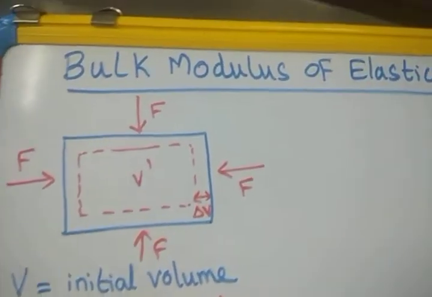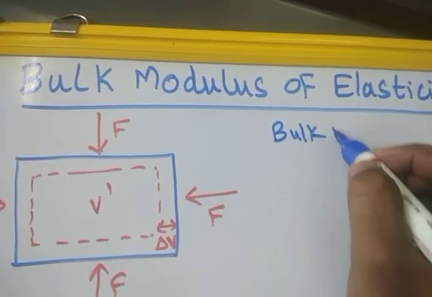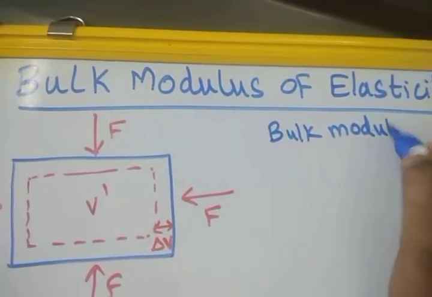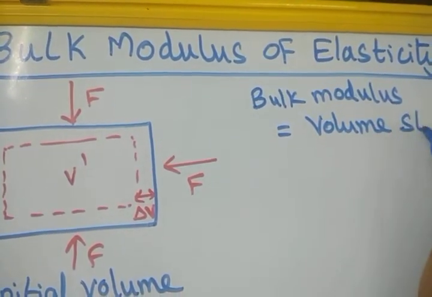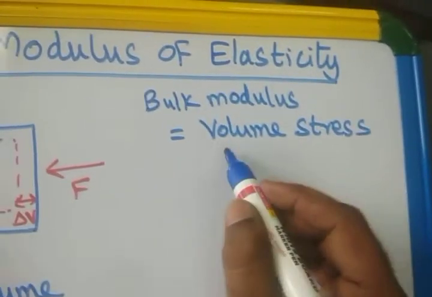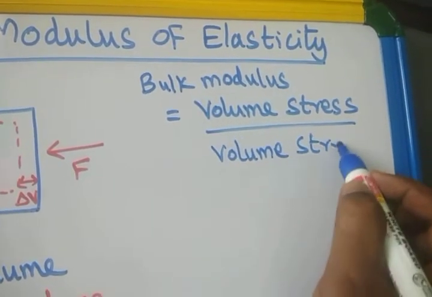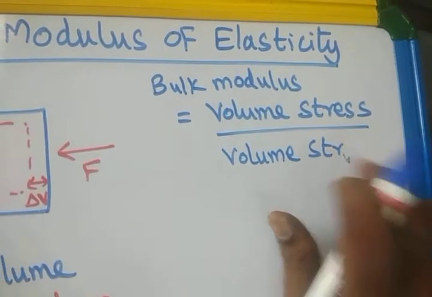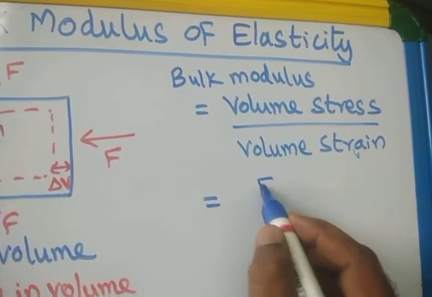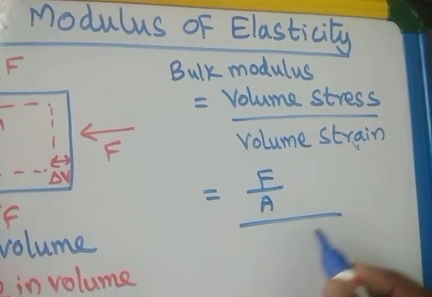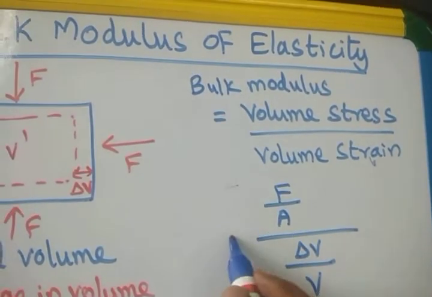Here the bulk modulus means stress by strain, that is, volume stress by volume strain. Volume stress means the force applied on the box on all sides, so the volume stress is force by area only. Then volume strain means change in volume by original volume.